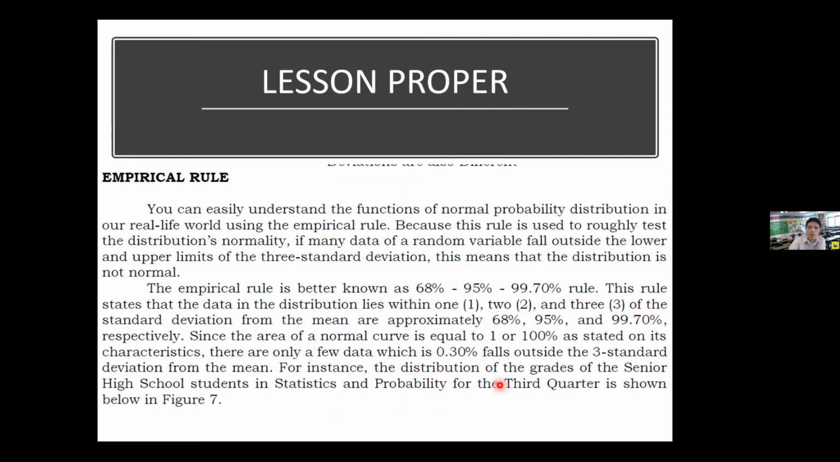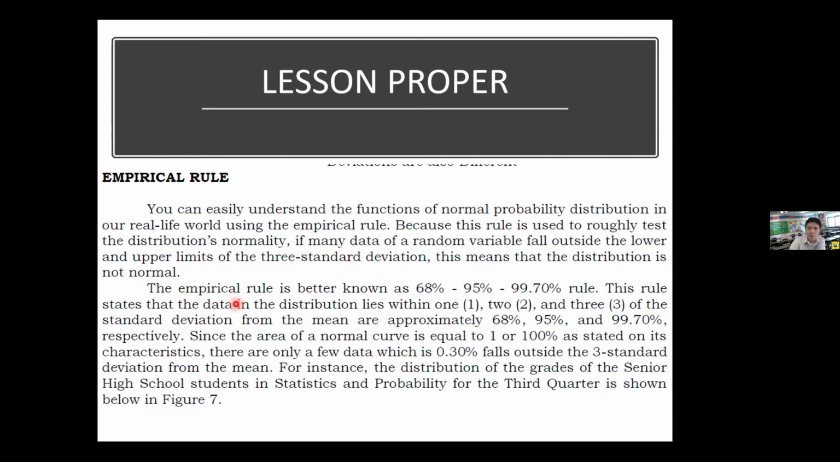So empirical rule ta. Okay. You can easily understand the functions of normal probability distribution in our real life using empirical rule. Because this rule is used to roughly test the distribution's normality. If data of a random variable fall outside the lower and upper limits of the 3 standard deviations, this means that the distribution is not normal.